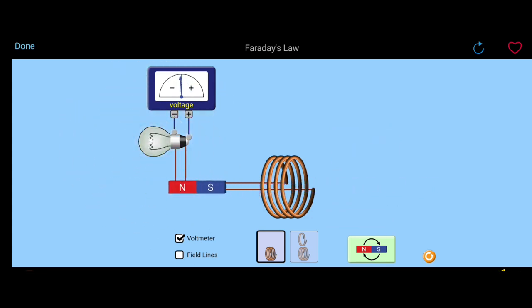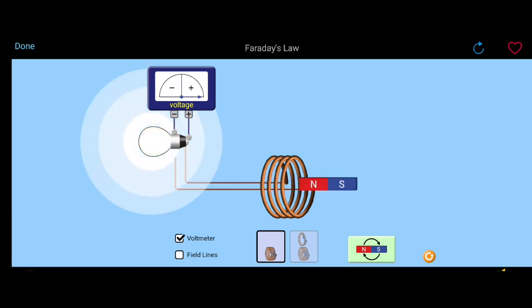When the magnet moves into the coil, the induced current flows one way, and when the magnet moves out of the coil, the induced current flows the opposite way. This will be covered in detail in the next lecture.